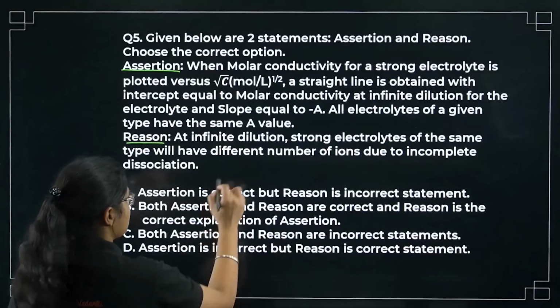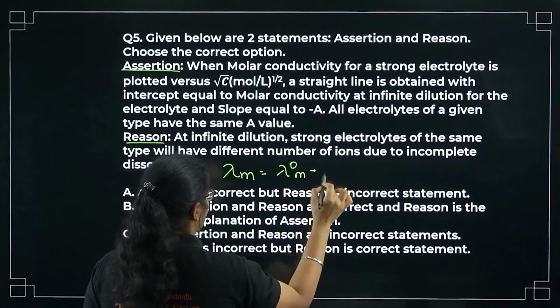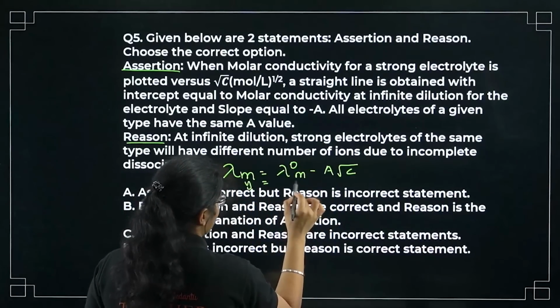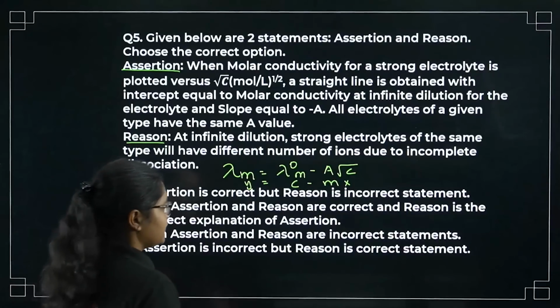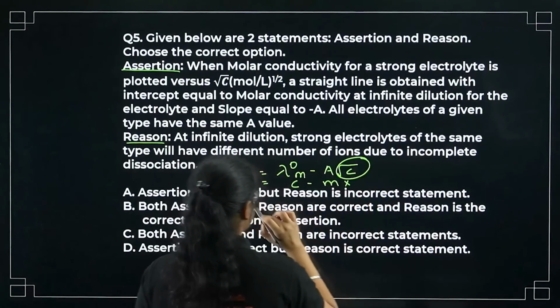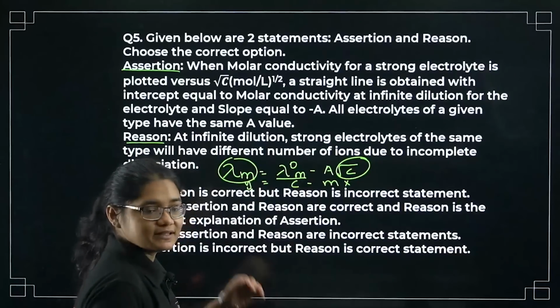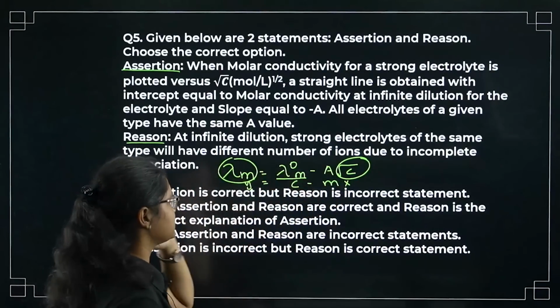So if you know this formula, lambda m is equal to lambda naught m minus A into root over C. So y is equal to c minus mx, right? This is the straight line equation. So here you see root over C is in the x-axis and lambda m is in the y-axis, and lambda naught m is the intercept and slope is the -A value, right? This is the equation that we are having.